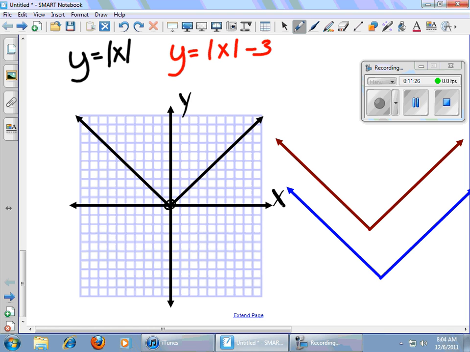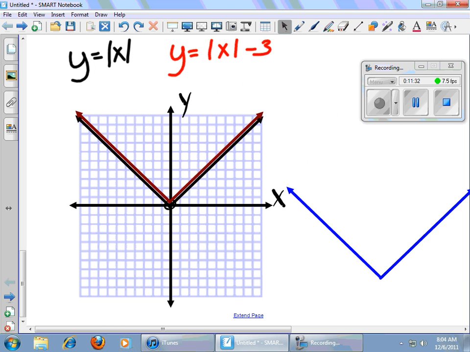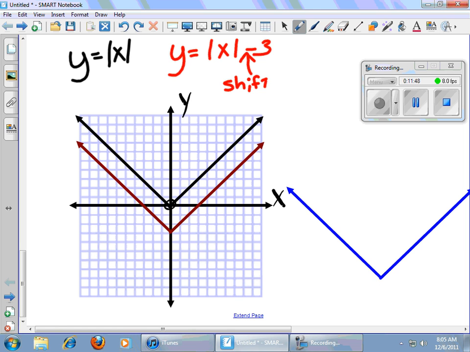minus 3, that's going to take that V, and that is going to shift it along the y-axis. It shifts it in the same direction as the sign. The sign is negative 3, a negative on a 3, so I'll shift down 1, 2, 3. So we've learned that this here shifts the V down 3 units. Okay? Remember, if it had been a plus, I would have shifted up.